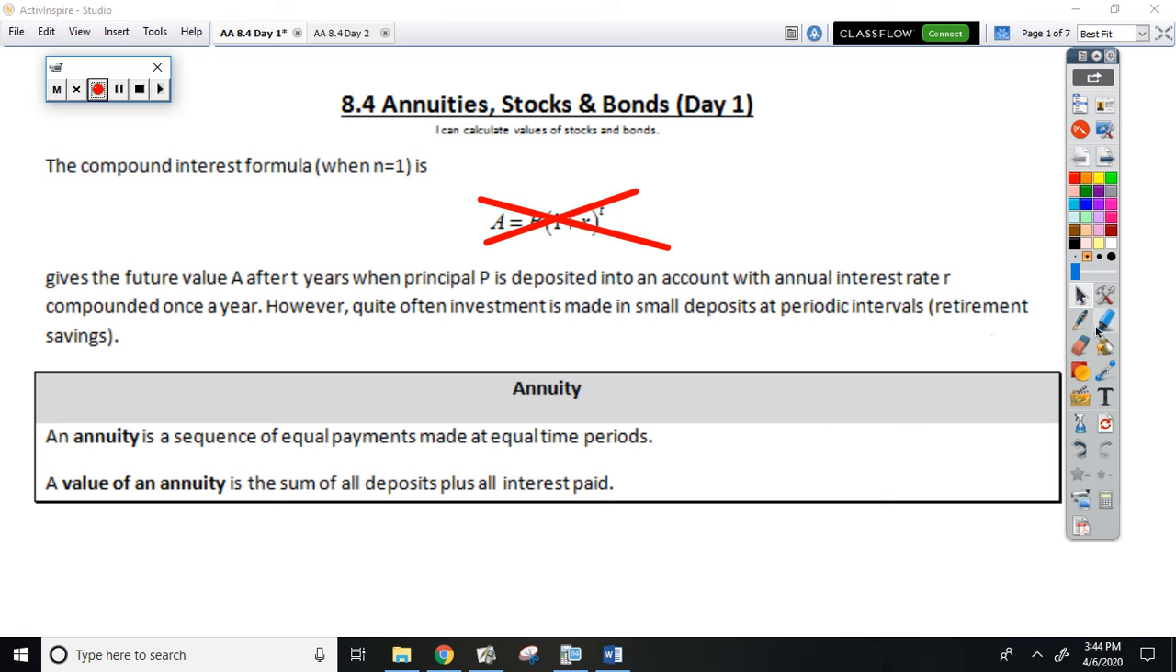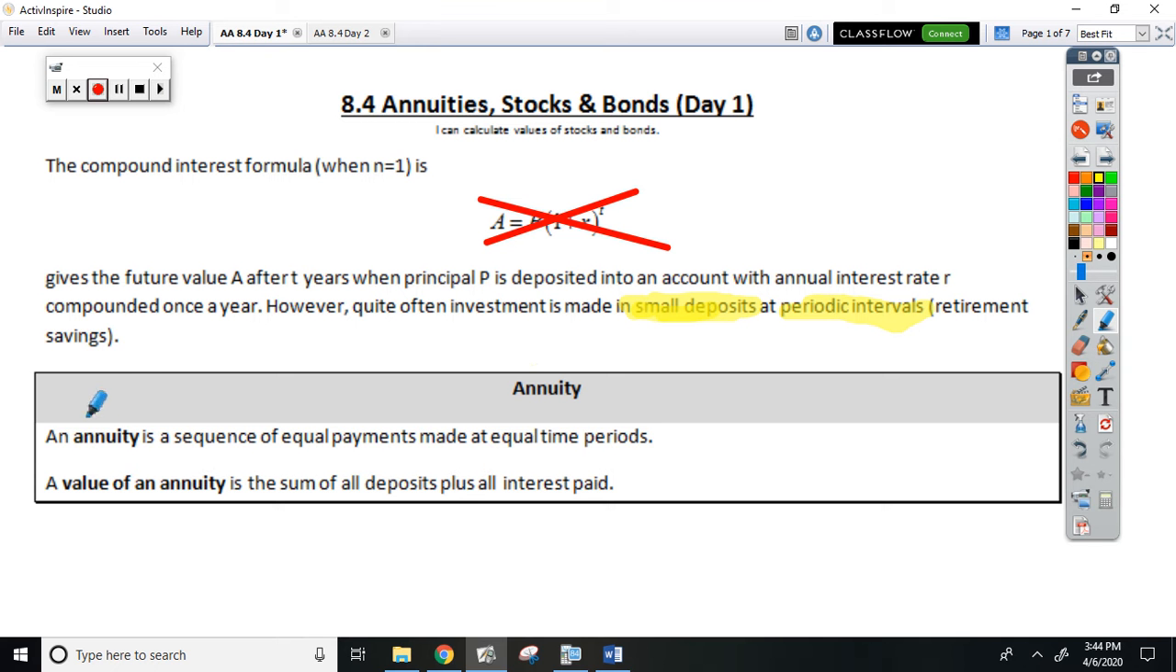However, an annuity is an investment that's made with small deposits made at periodic intervals. So for example, your retirement savings. Most people for their retirement savings put in money every paycheck. So it depends on if you get paid twice a month or once a month or weekly. You may put in a deposit twice a month or once a month or weekly.